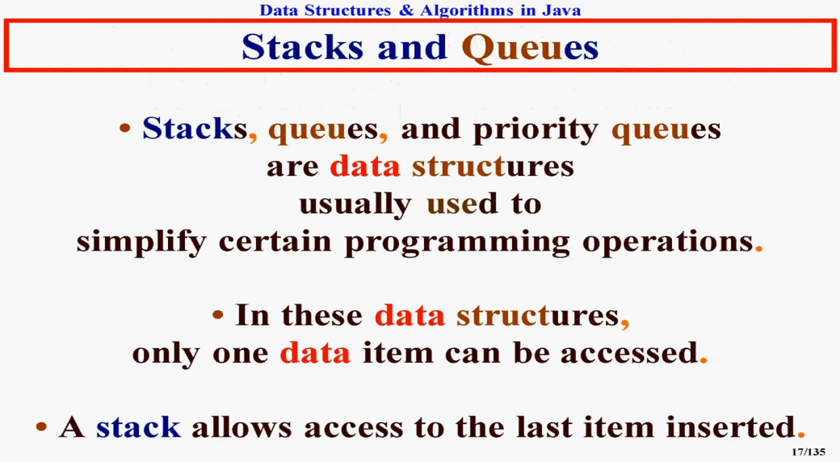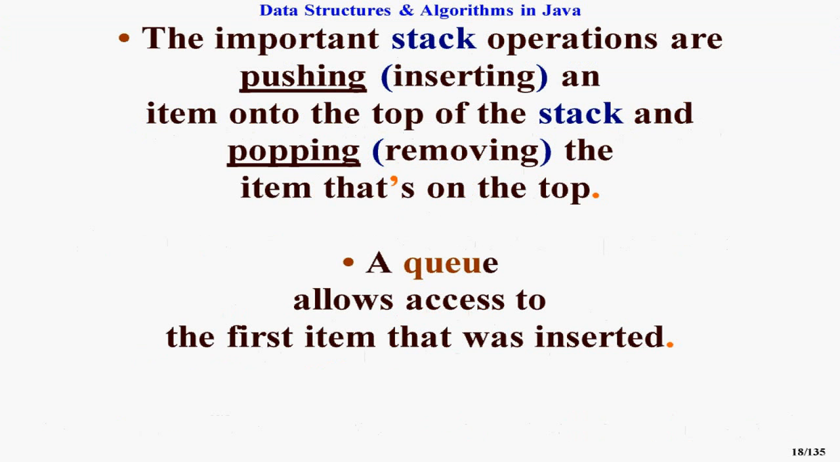Stacks and queues. Stacks, queues, and priority queues are data structures usually used to simplify certain programming operations. In these data structures, only one data item can be accessed. A stack allows access to the last item inserted. The important stack operations are pushing, inserting an item onto the top of the stack, and popping, removing the item that's on the top. A queue allows access to the first item that was inserted.